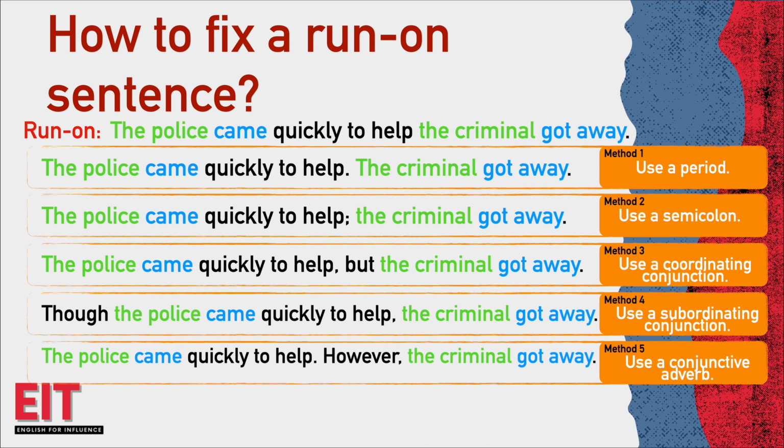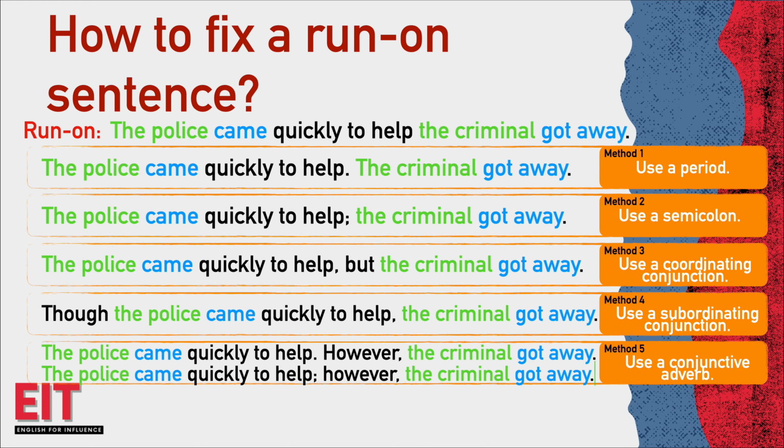Or we can also write it this way. The police came quickly to help. However, the criminal got away. Notice how we punctuated them. First, we use either a period or a semicolon before however. Never a comma. Okay? Because a lot of English learners tend to do that. We use a comma after however, not before.